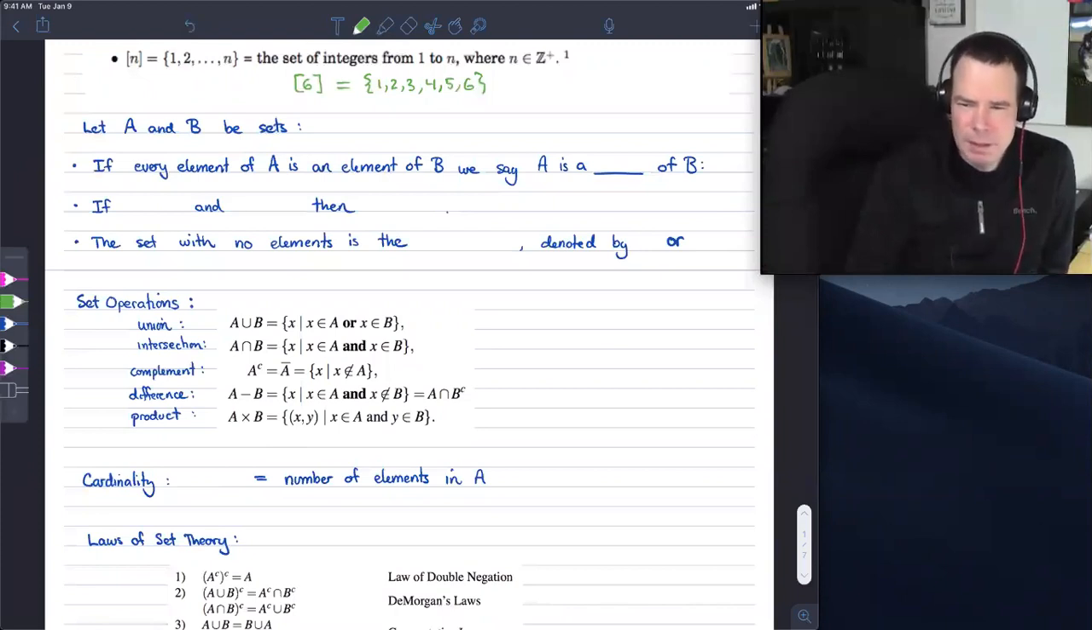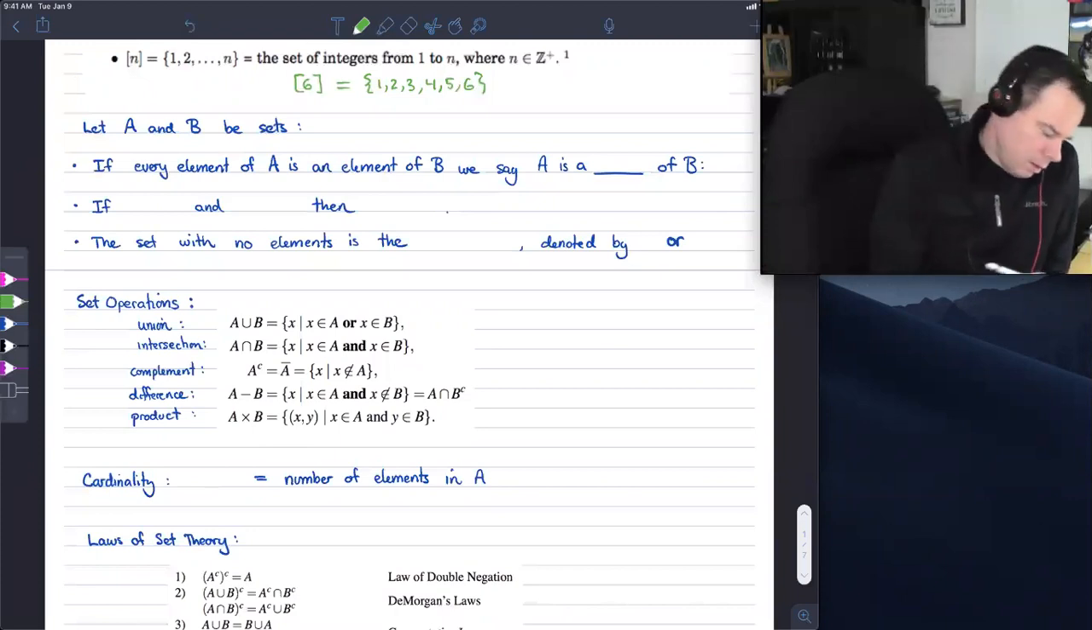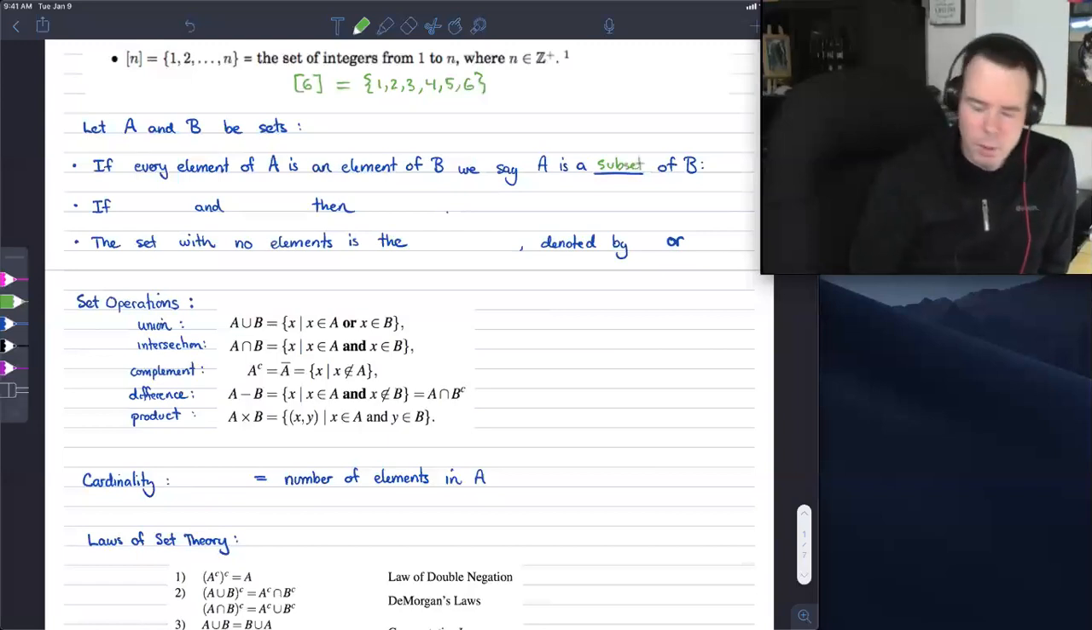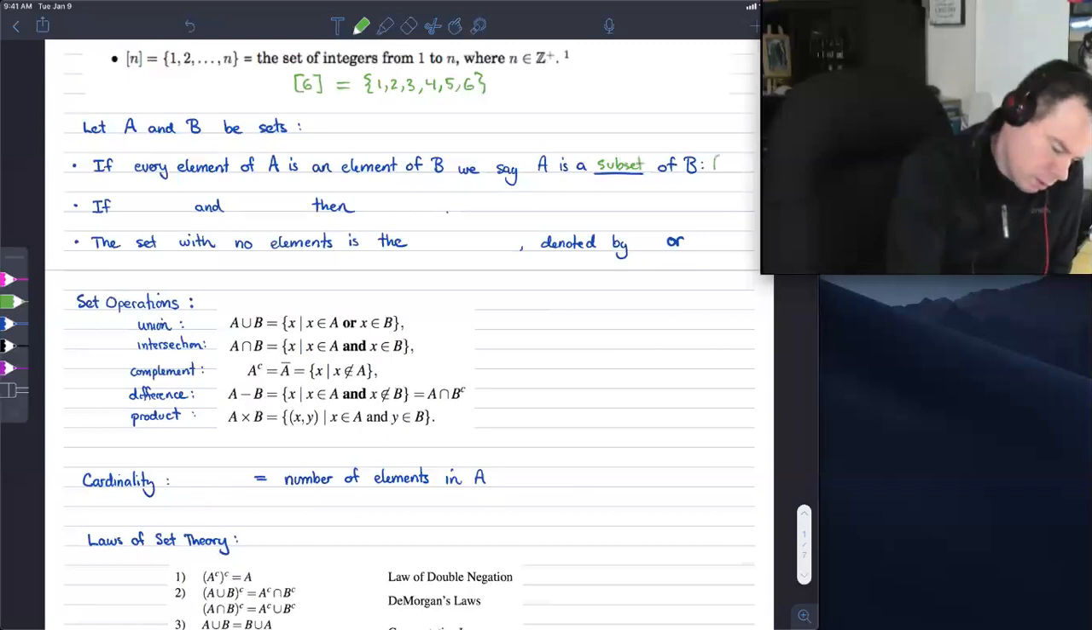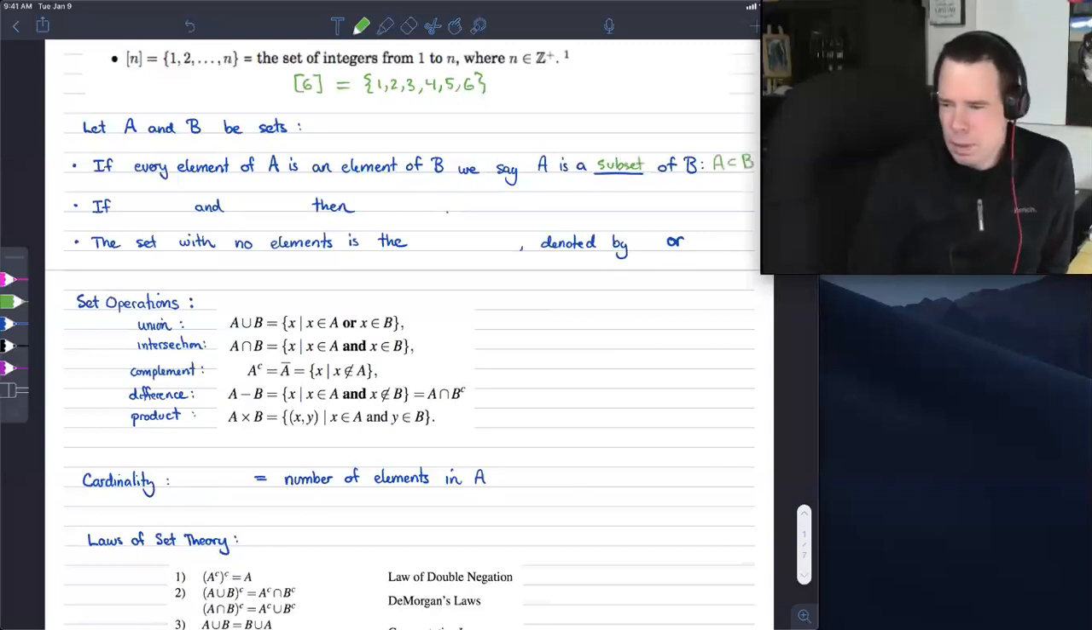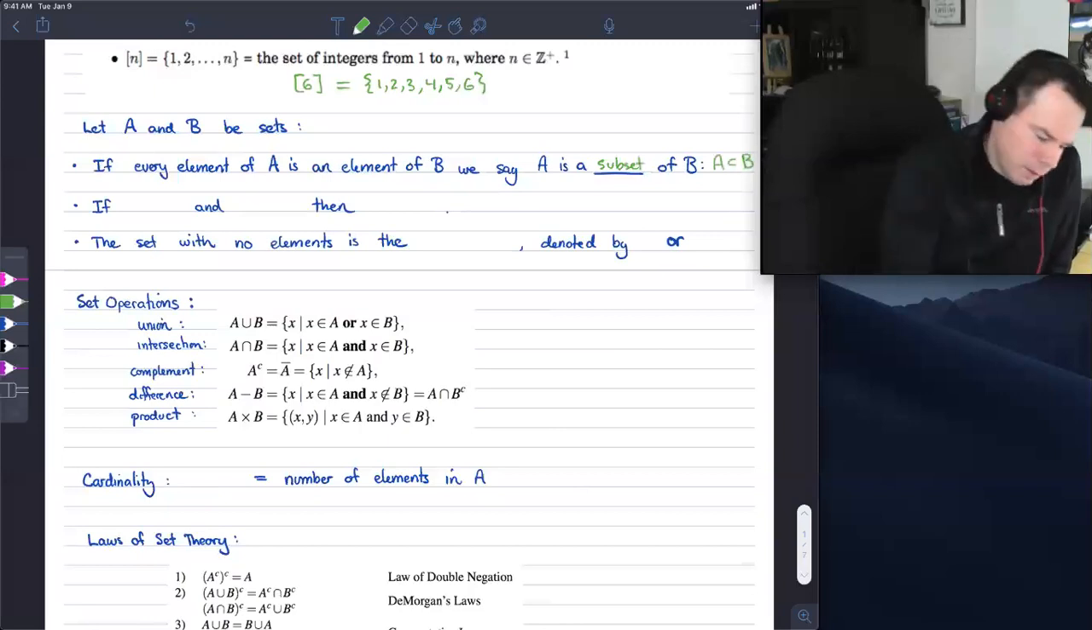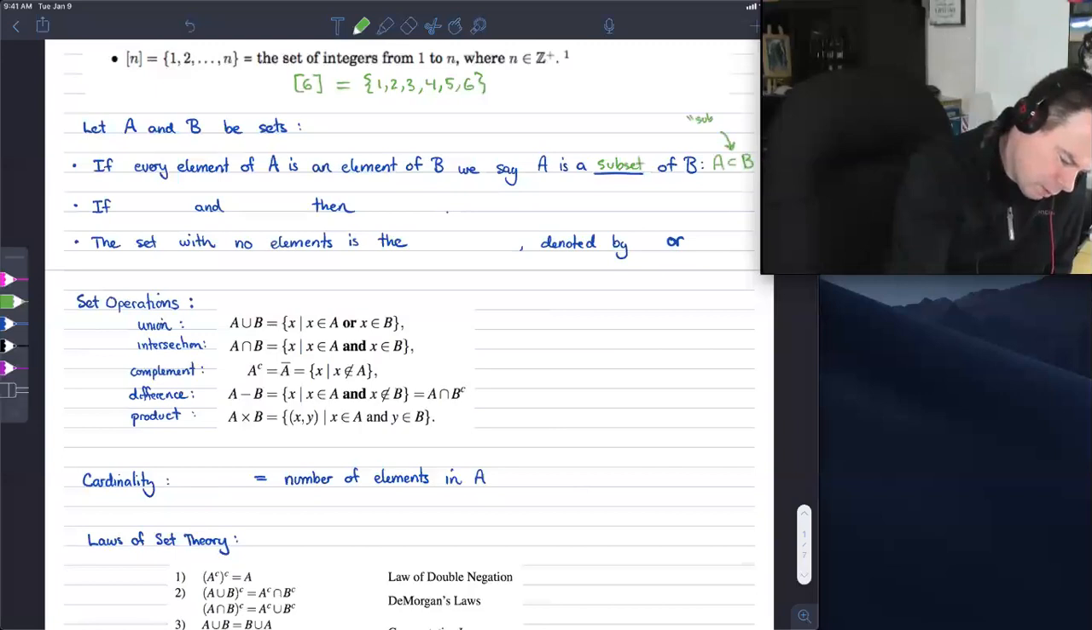So let A and B be sets. If every element of A is also an element of B, then we say that A is a subset of B. And we have a special notation for this. We use capital A and then this inclusion symbol, B. So that is read A is a subset of B.